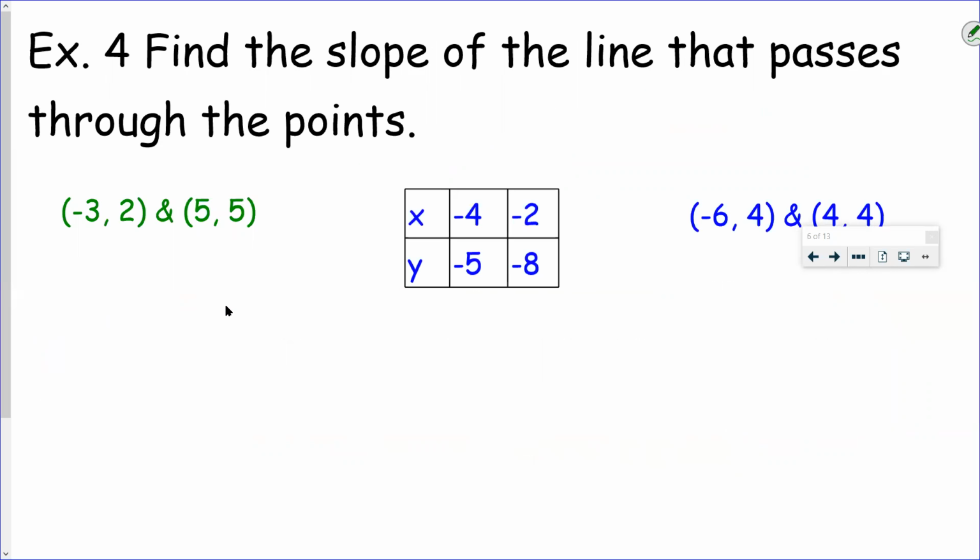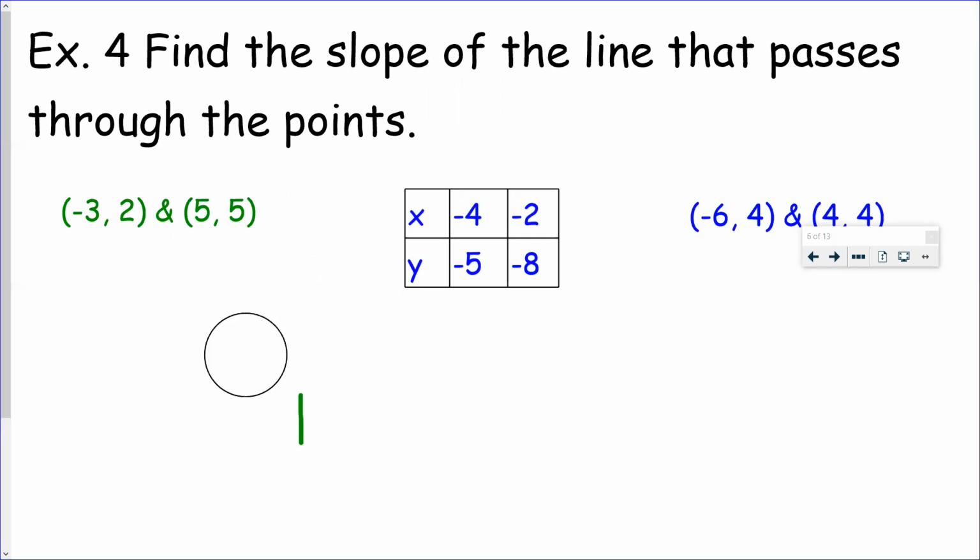All right, so let's apply what we just learned here. Let's find the slope of the line that passes through the points. If we take points and plot them on a graph, when you connect 2 points, they will make a line, and those lines will have a slope. For example, if I did -3, 2, that'd be about right here. 5, 5 would be about here. If I connected these 2 dots, they'd create a line. And we want to figure out the slope. What's the steepness of that line?